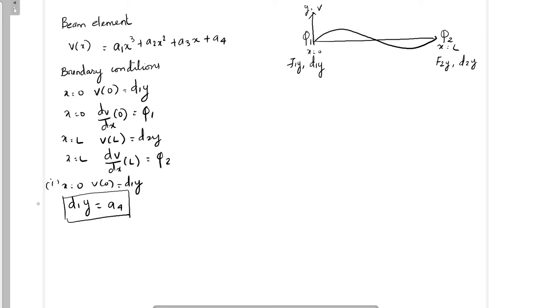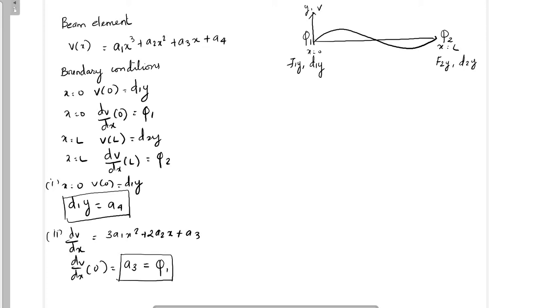The next, dv by dx. So you differentiate the terms: 3a1x squared plus 2a2x plus a3. So dv by dx of 0, when x equal to 0, we get only the a3 constant. So it is directly related to the slope at x equal to 0, and we also get the value of a3. So we get the values of a4 and a3.